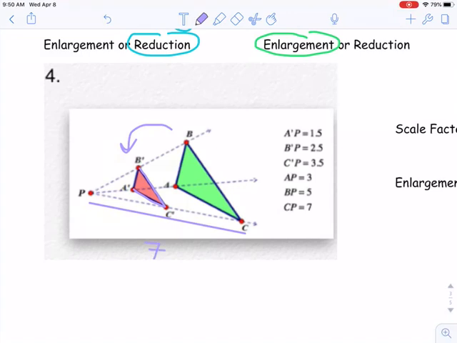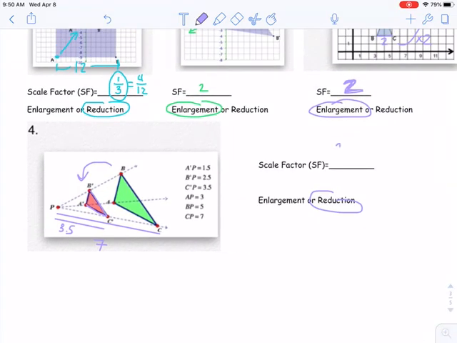CP is 7, and then C prime to P is 3.5. So we have 3.5 over 7, which equals 1/2, or 0.5. All right, so that's how you do that problem.